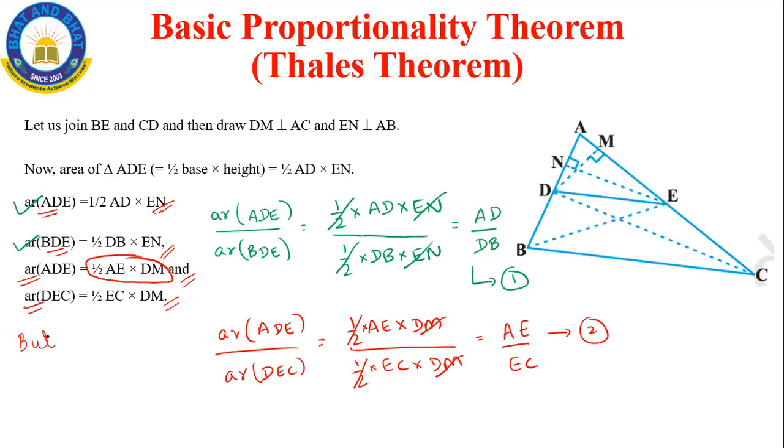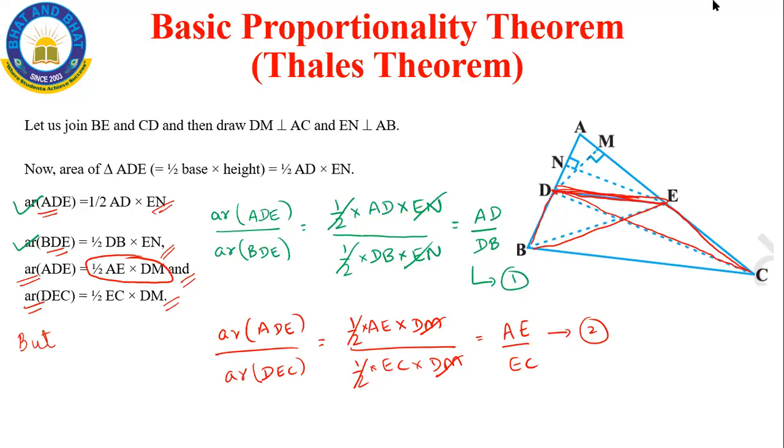But one observation that we have to make, what observation we have to make? Triangle BDE and triangle DEC. Can you observe one peculiar thing here, students? What is a peculiar thing we observe? We observe that DE is the common base for both the triangles.